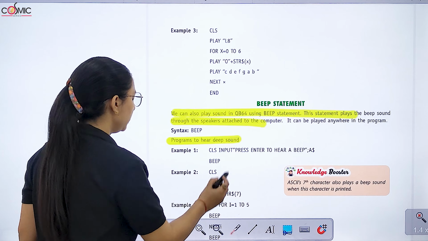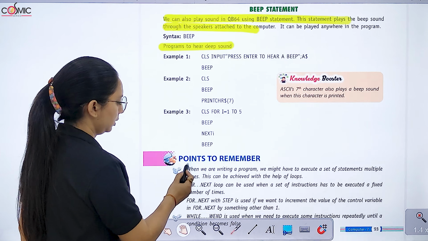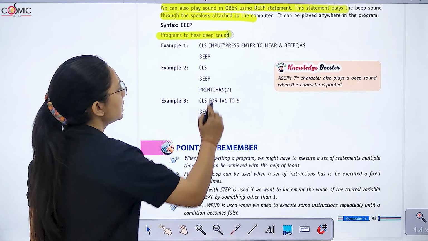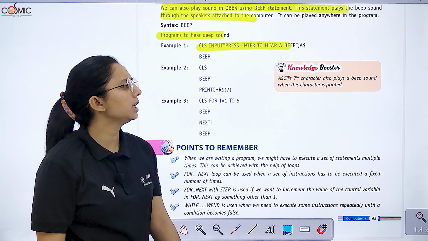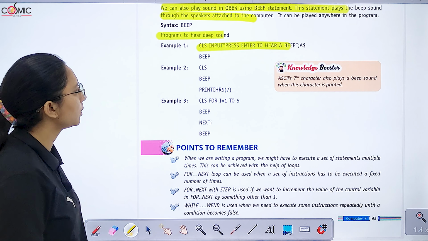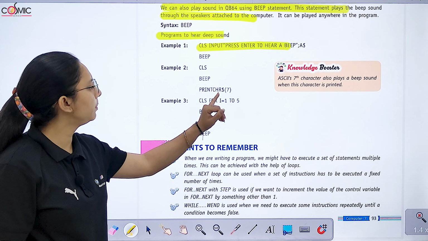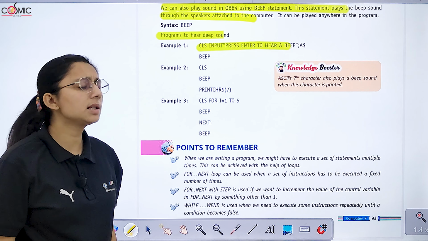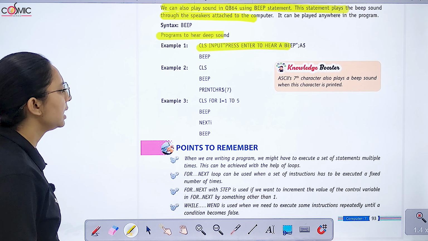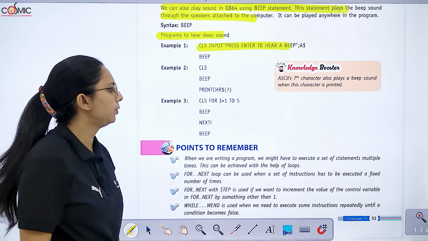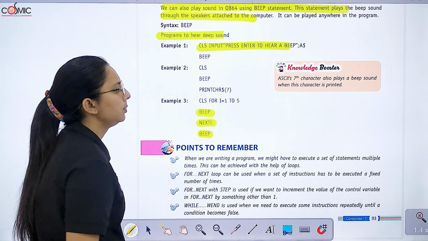Now program to hear a beep sound. First is CLS, INPUT "press enter to hear a beep". आप enter press करोगे और आपको beep सुनाई देगी. CLS, BEEP, PRINT CHR$(7), right? CLS, FOR I = 1 TO 5, BEEP, NEXT I, and END.